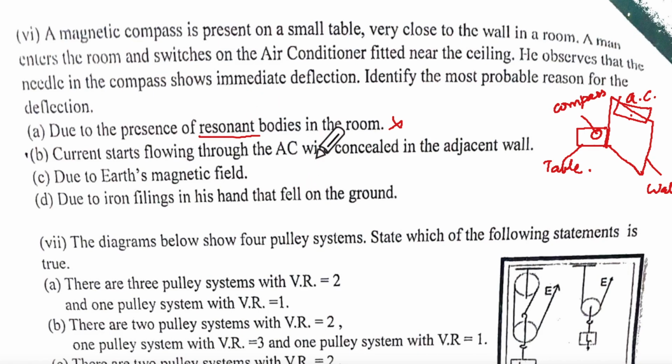The current starts flowing through the AC wire concealed in the adjacent wall. If the AC wire is somewhere here, then the moment current goes through it, it will have its magnetic field around it, yes? And that will deflect this, correct? Due to Earth's magnetic field, Earth is everywhere. Then iron filings, in his hand he was not carrying iron filings. So what is he talking about?